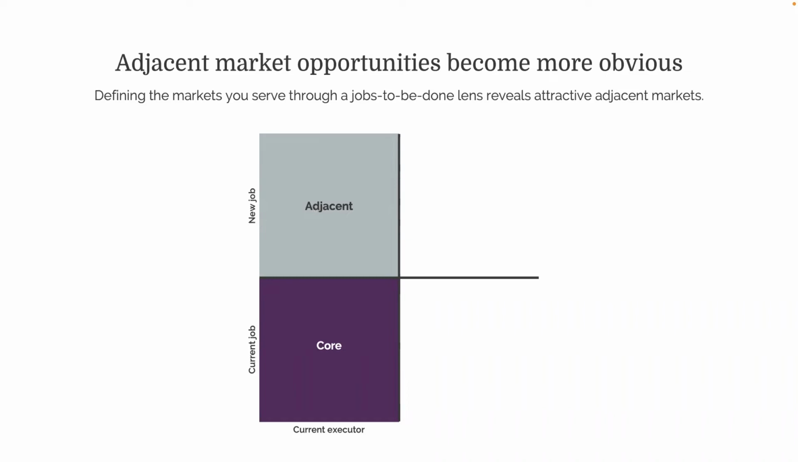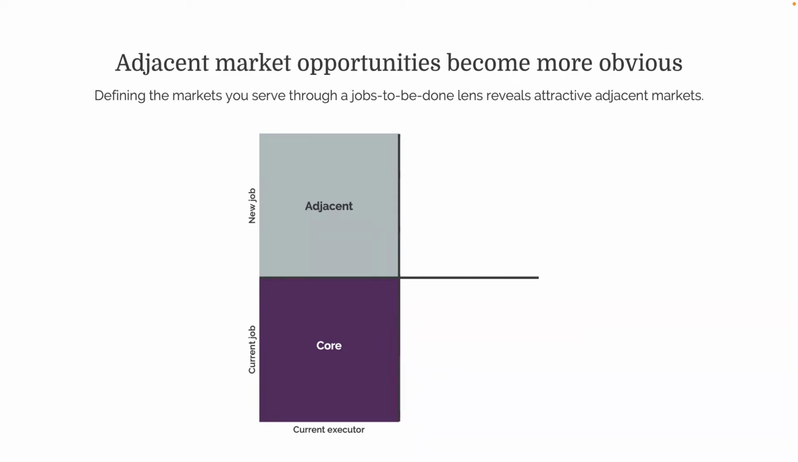One is we can help the current job executor get more jobs done. So for example, parents may be trying to pass on life lessons to children as the core job. Well, maybe they want to help them further their education. Maybe they want to help them lead a healthy life. There would be many other jobs that parents would be trying to get done for that same group of people.